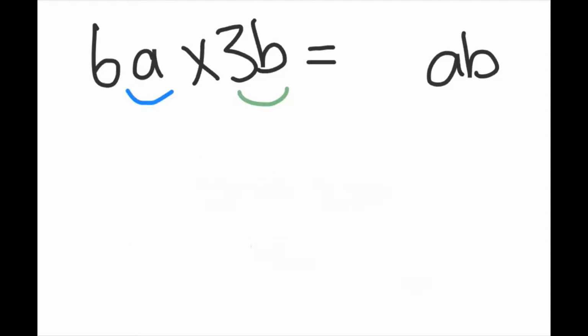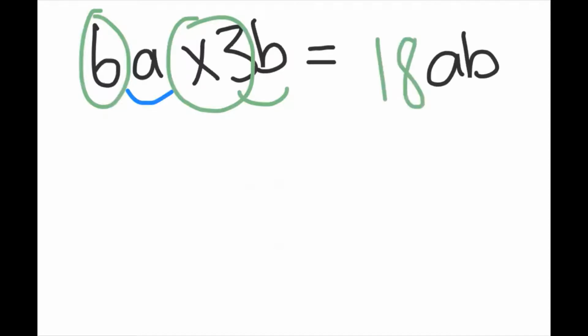So let's come back to the sum. 6a times 3b. So there we already wrote ab, and then we just do the 6 multiplied by 3, and that answer will give us 18. Just check again. 6 times 3 is 18. a times b is just ab.